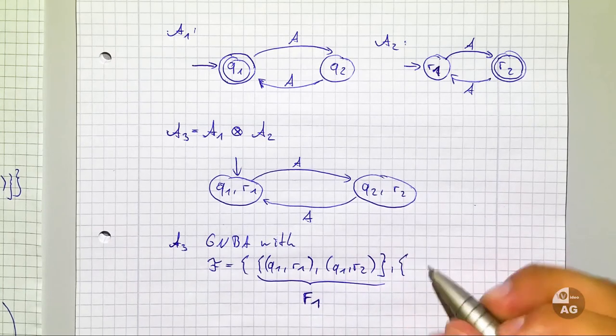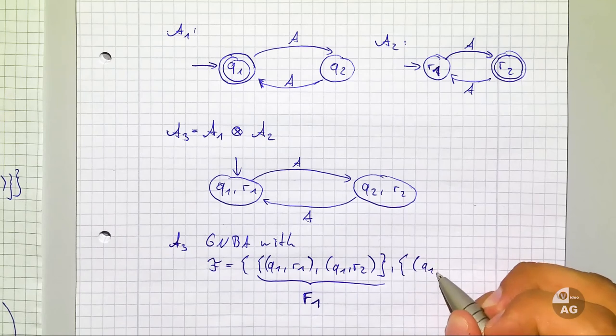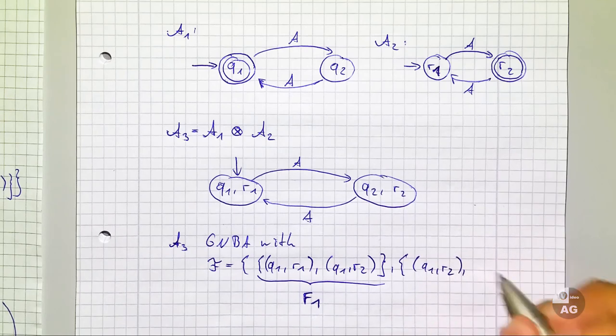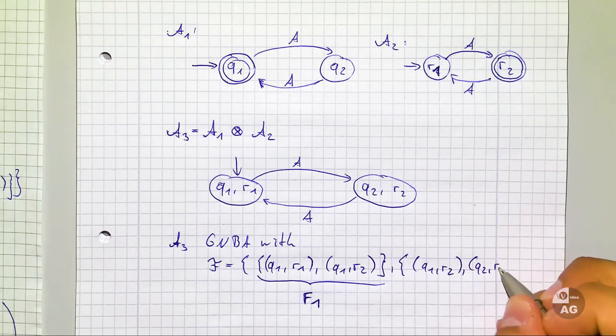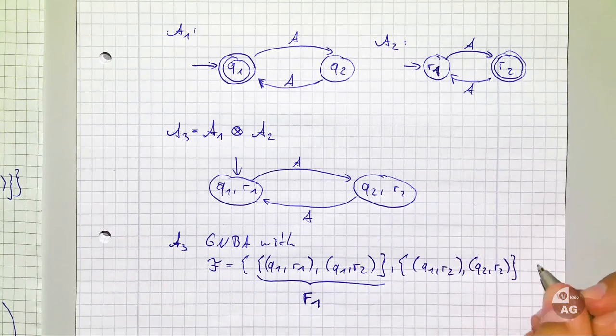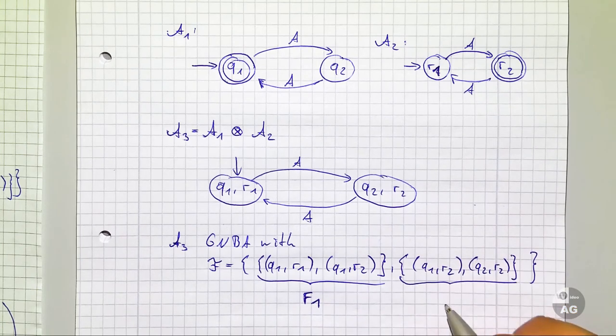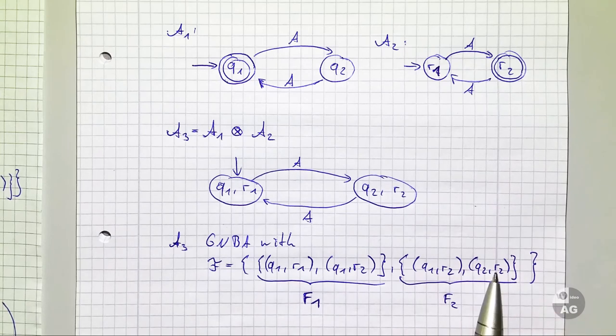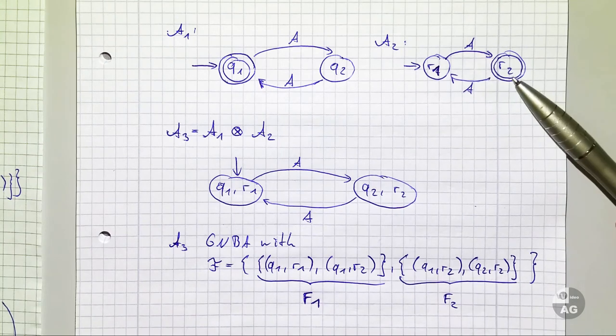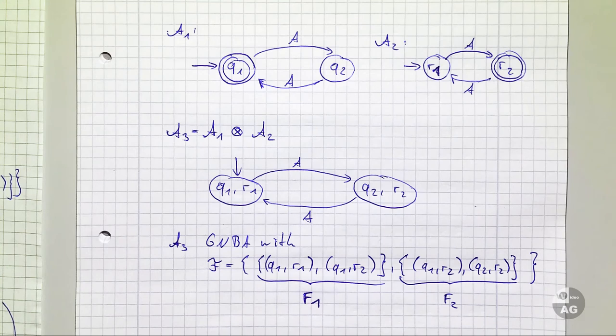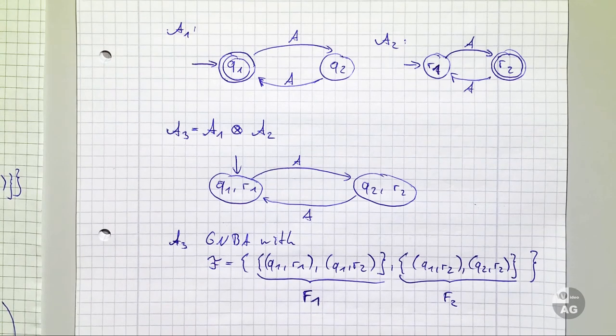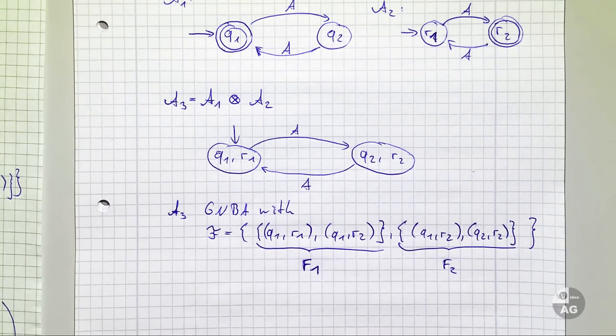And the second one is the dual, namely we have Q1 R2 and Q2 R2. We call this F2. Why are these accepting in the second acceptance set? Well, because their second component, namely the R2, is an accepting state of our automaton A2. So if we put it like this, then we're exactly having our acceptance condition as we defined it for the product GNBA.